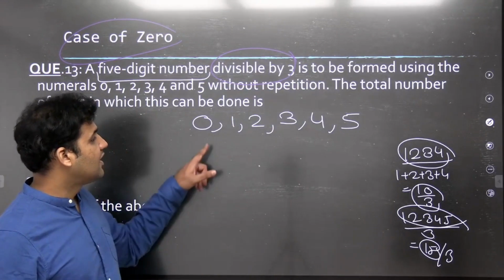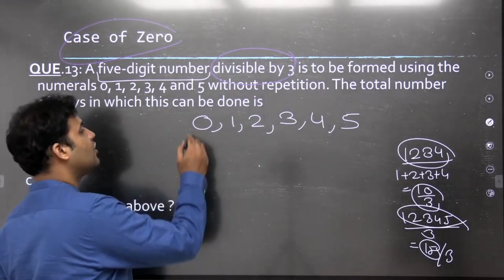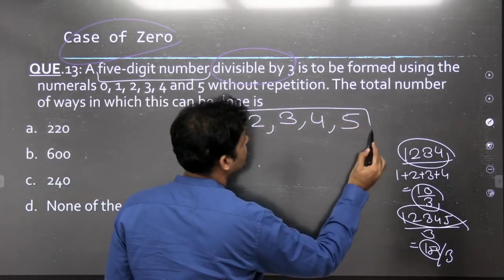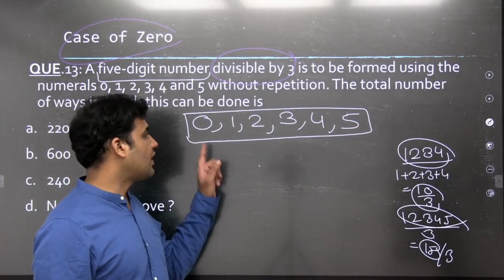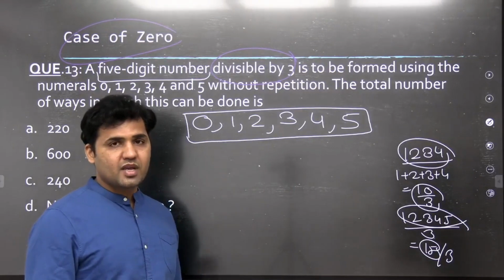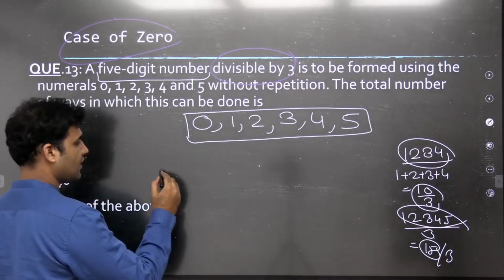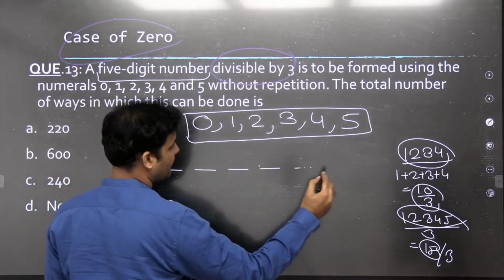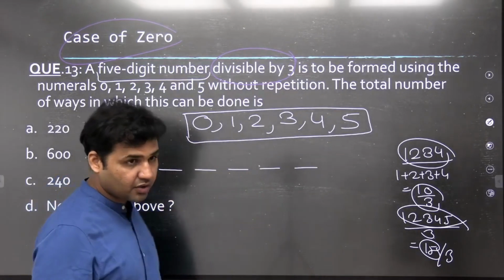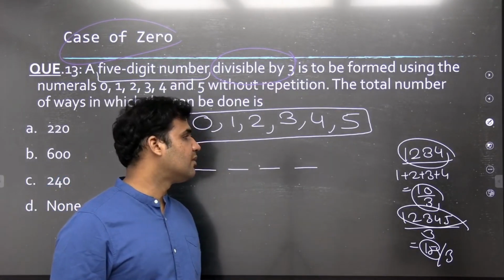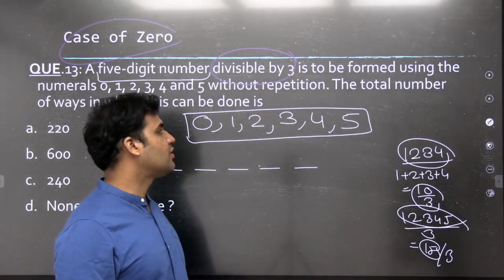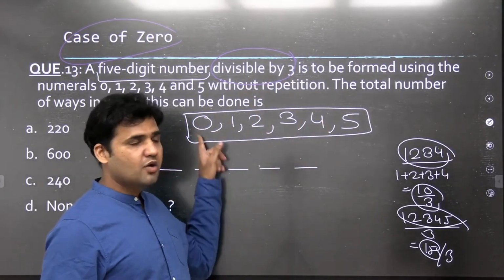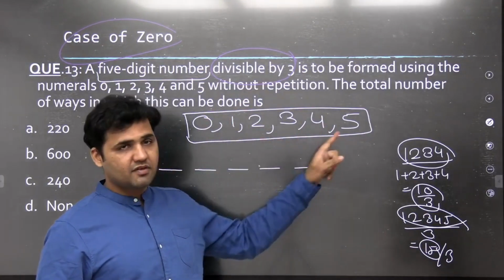Now see this, guys, I have to use any 5 digits out of these 6 digits to make a 5-digit number. Now if I'm making a 5-digit number and I have to make sure the sum of digits is divisible by 3, what is the minimum possible sum that you can get if I use 5 digits out of these given digits?